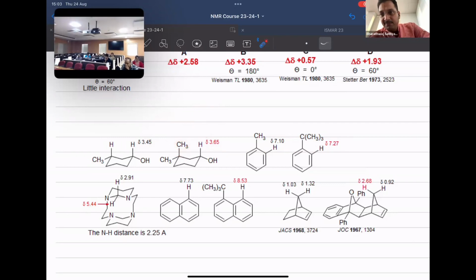Similar is the example of toluene, where the proton is at 7.1 ppm, but if you end up substituting every proton in toluene with a methyl group, the ortho position proton ends up changing to 7.27 ppm. Potentially, the meta and para also change, but their changes might be smaller because the steric effect is more pronounced on the ortho position than the meta positions, right?